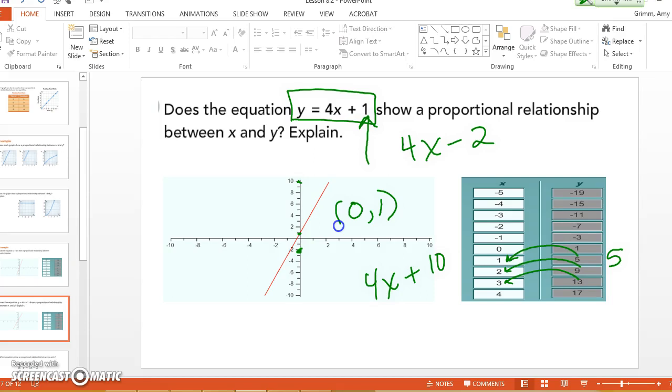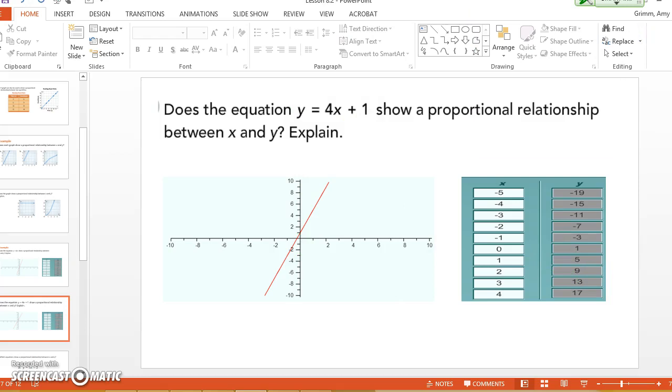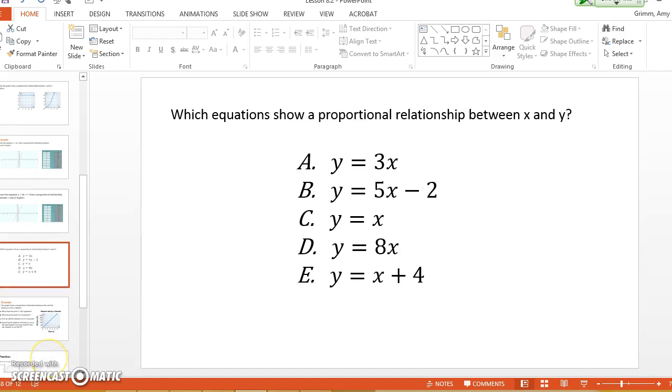Yes. That is not proportional, and it's not proportional because it does not go through 0, 0. So just because it's straight doesn't mean it's going to be proportional. If anything says plus something or minus something, it's not proportional. Correct. Okay, now I want you to do this next slide and answer that question.